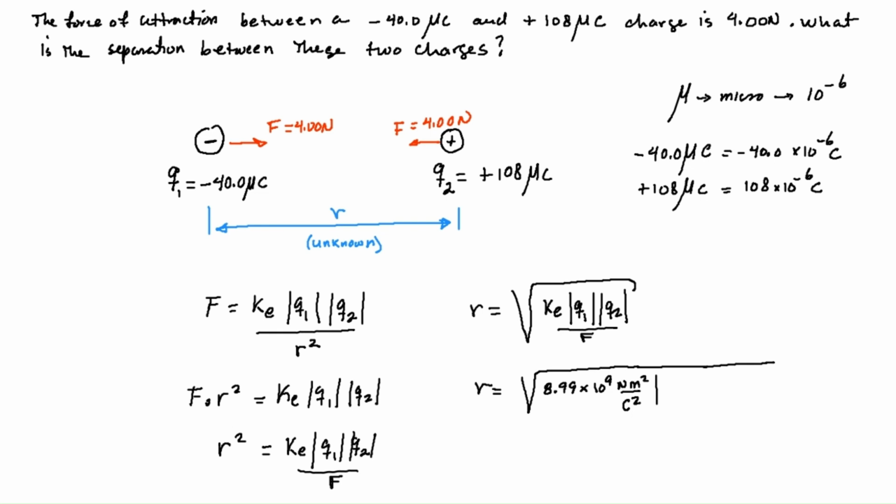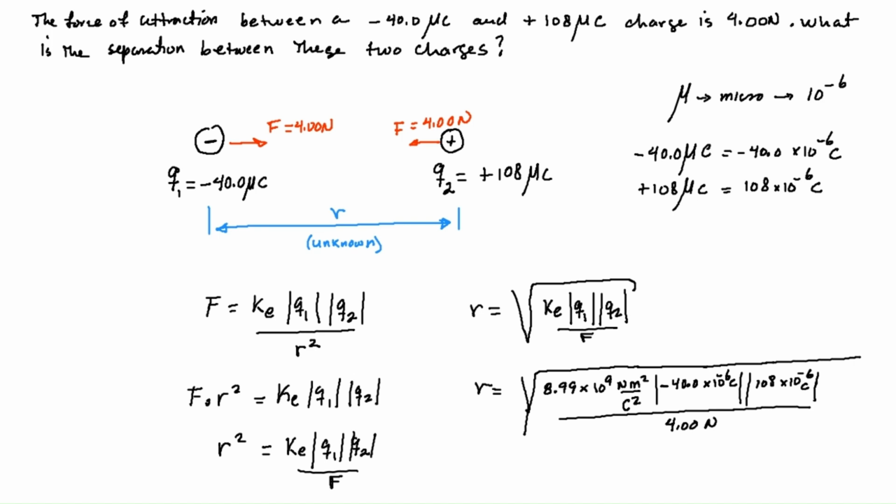So I will say here my absolute value of minus 40.0, I just said 4.0, so 40.0 times 10 to the negative 6 coulombs times the absolute value of 108 times 10 to the negative 6 coulombs. All this divided by the force, that would be equal to 4.00 newtons. So this is 10 to the negative 6, right?